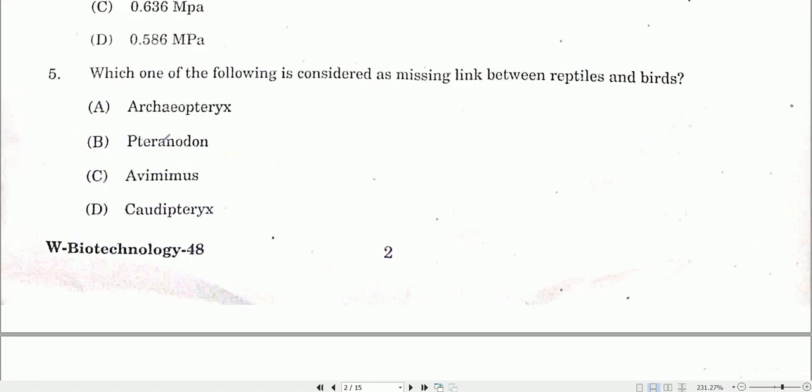Coming to question number 5. Which one of the following is considered as the missing link between reptiles and birds? So Archaeopteryx is the missing link between the reptiles and birds. So option A will be the correct one.